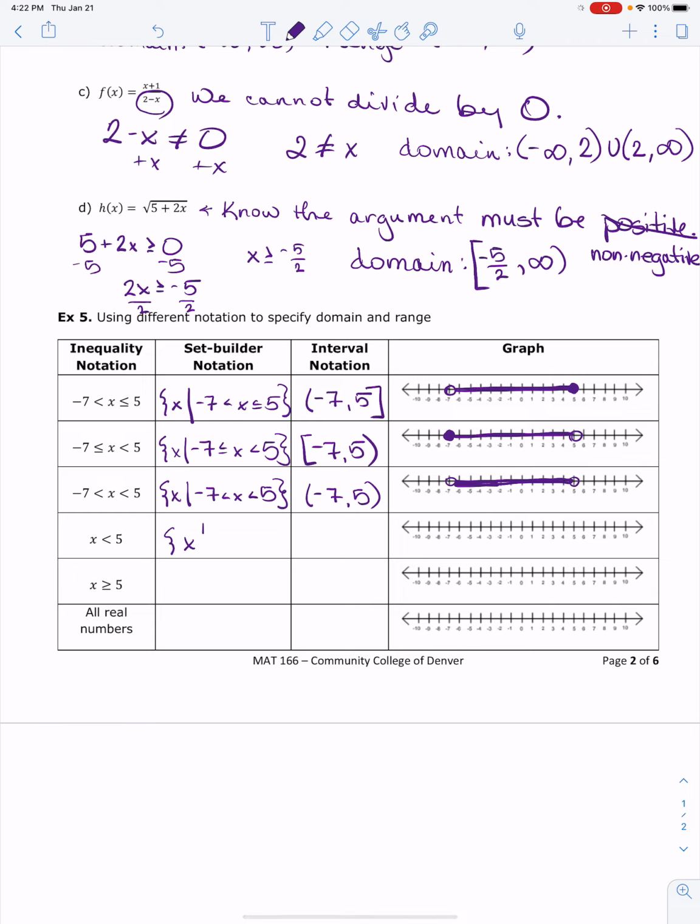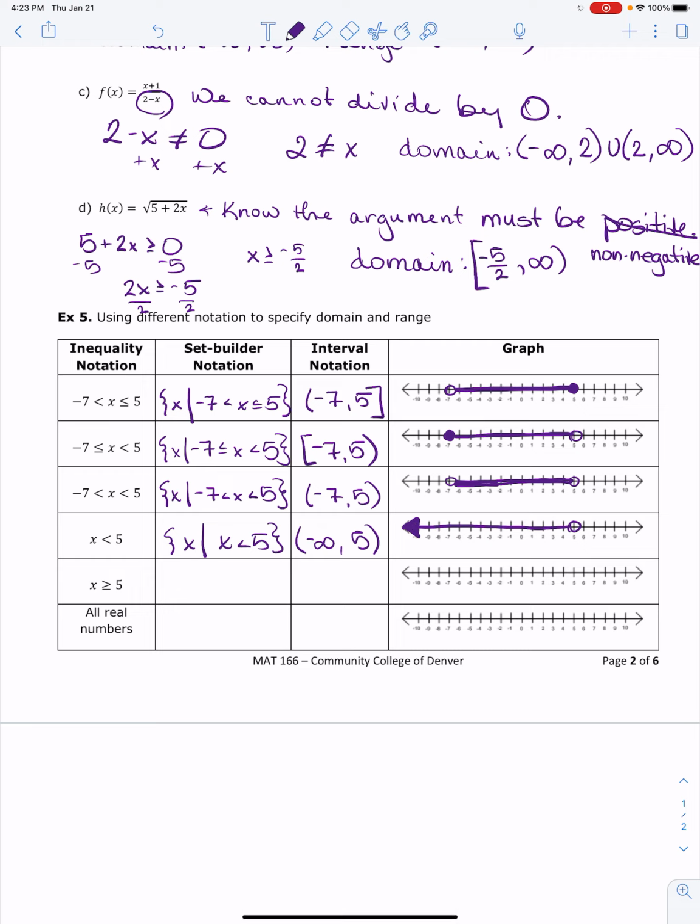The set of all x such that x is less than 5. We can go all the way down to -infinity. Parentheses on both ends. Open circle at 5. Arrow all the way down.